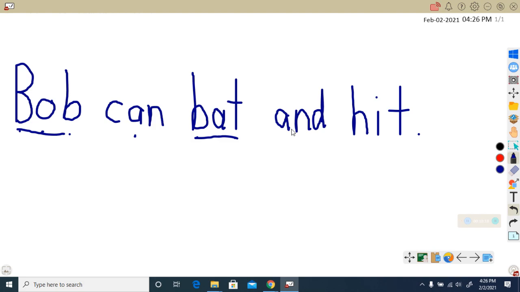Bat. And it. Hit. Bob can bat and hit. Can you read that with me? Ready? Bob can bat and hit. One more time. Bob can bat and hit. Nice job. We have one more sentence.